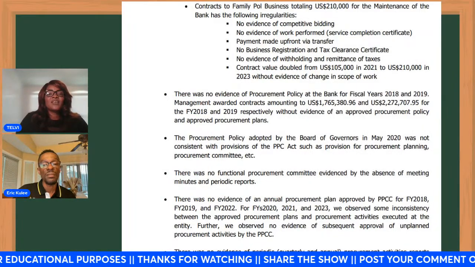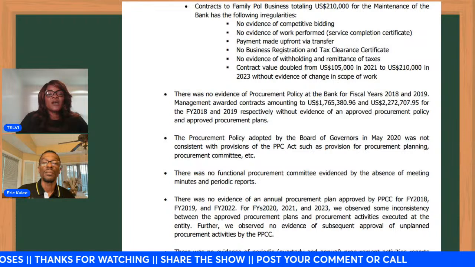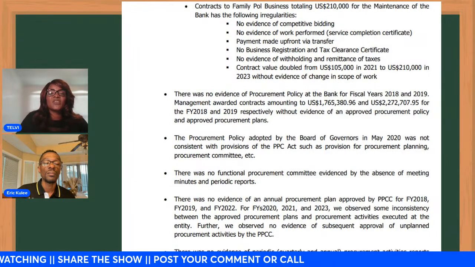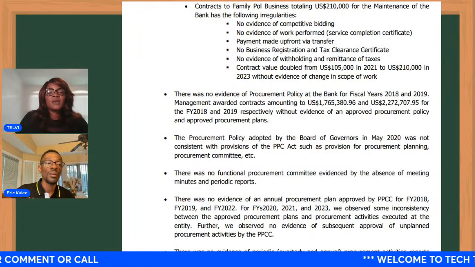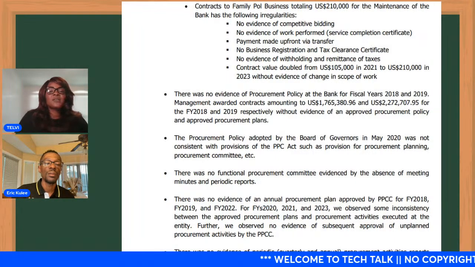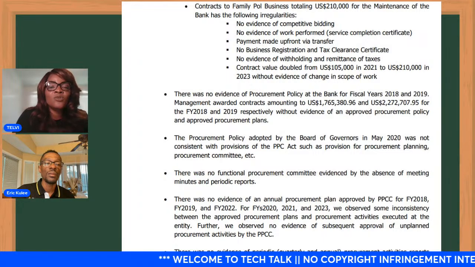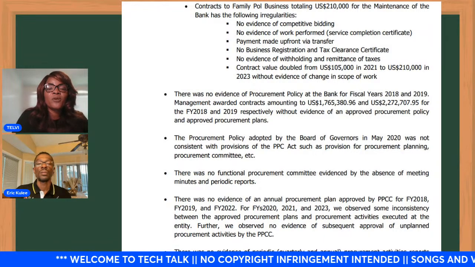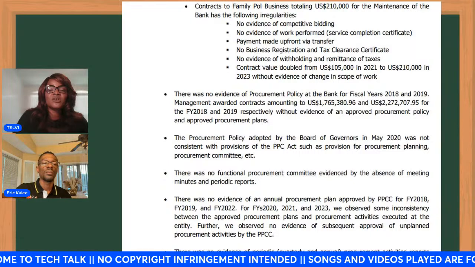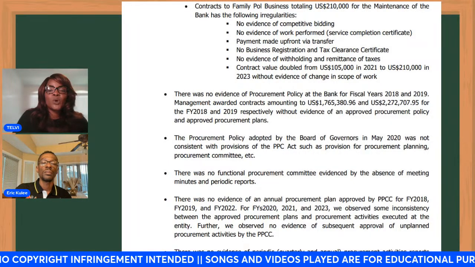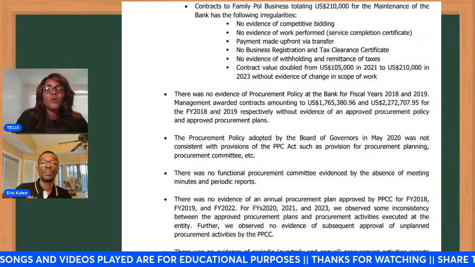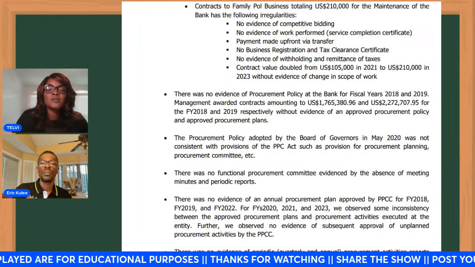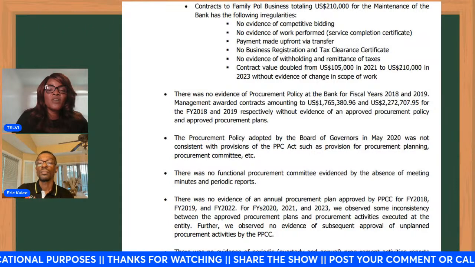So it's the same thing: a contract to a family business, tooling, 210,000 for maintenance of the bank, no evidence of competitive bidding, no evidence of work performed. Okay, I read that one. Payment made upfront via transfer, no business registration or tax clearance, no evidence of withholding or remittance of taxes. Contract value doubled from 105 in 2021 to 210 in 2023 without evidence of change in scope of work.